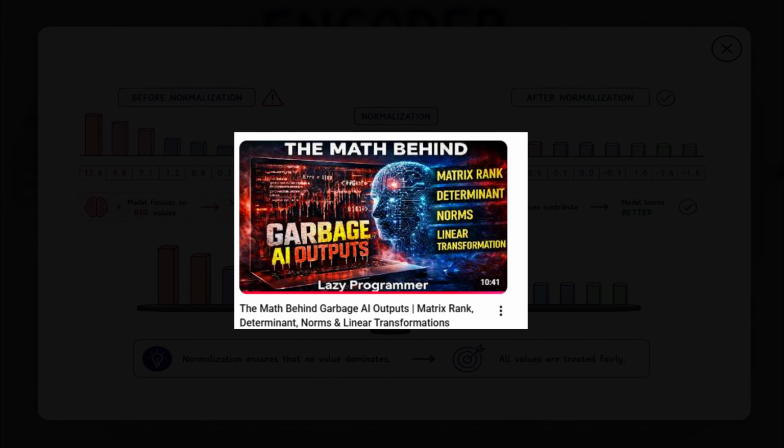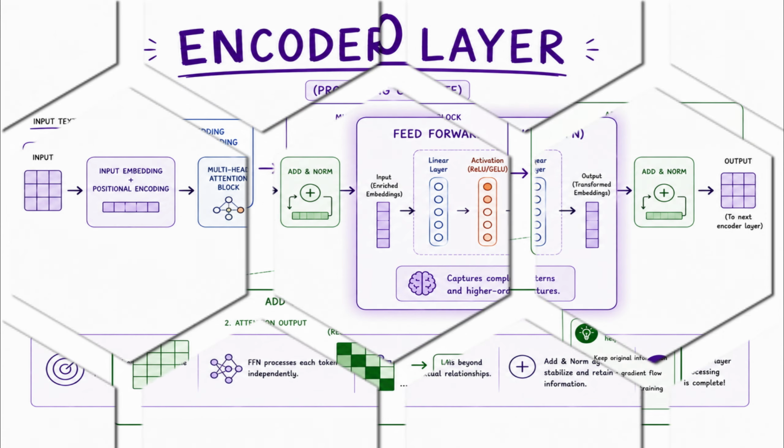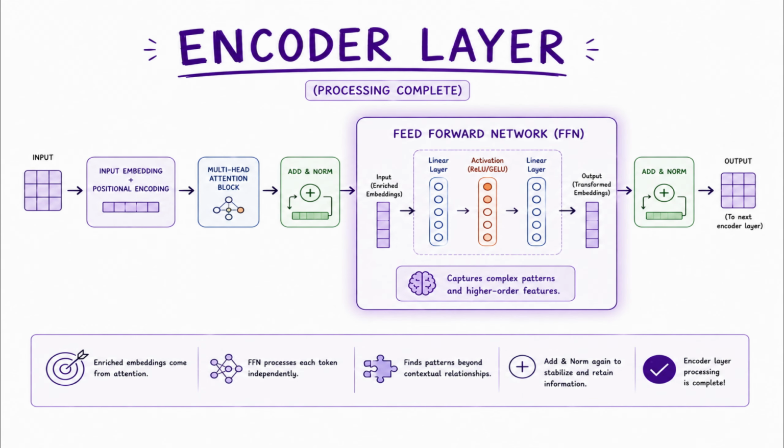Now after this point, we will have enriched embeddings. Those will be fed into a feed forward network. The feed forward network is, we can say, a small neural network which will be applied to each token representation separately. The job of the feed forward network is to take the input after attention detail and process and transform it further. It will capture the patterns and high order features which you cannot explain with the contextual relation. After that, once again, an add and norm operation will happen. Now with this, the encoder layer processing is complete.